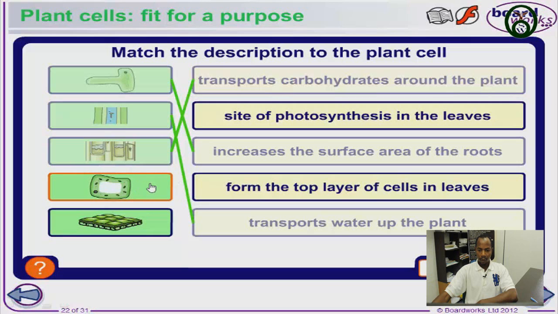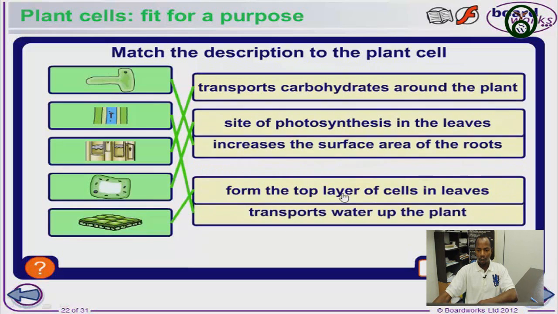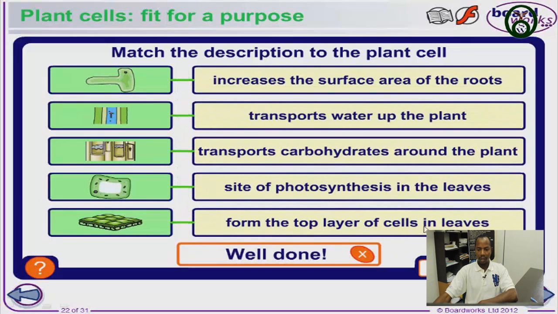What of this? What does this one do? Sieve cells. Site for photosynthesis. Form the top layer of the cell. Transport what? No. Increase. Yes. They are the site for photosynthesis in the plant because this is a palisade cell. Now, what of this last one? What do they do in the body? They form the top layer of the cells in the leaf.